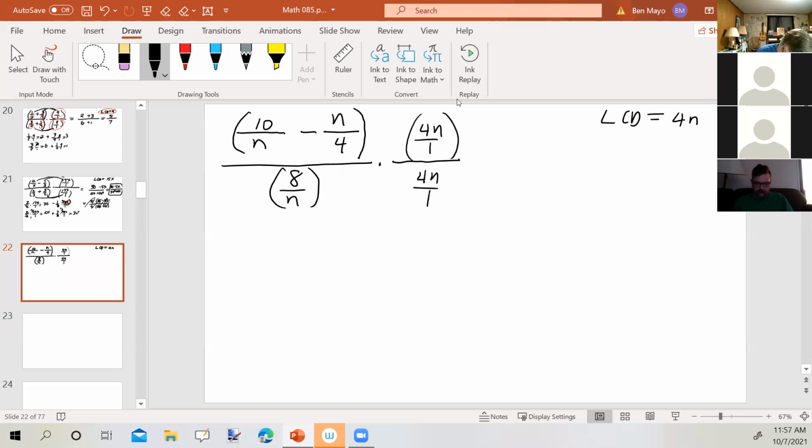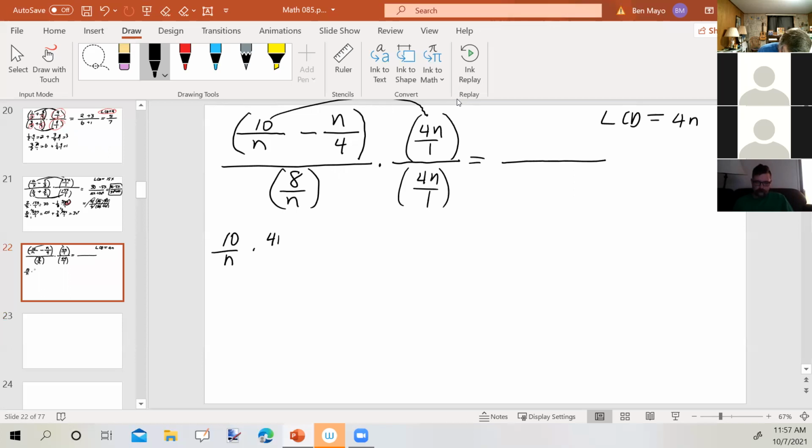So I'm going to multiply the numerator and the denominator by the LCD. (10 over n) times 4n over 1. The n's reduce out and I have 40. Minus n over 4 times 4n over 1. The 4's reduce out and I have minus n squared.